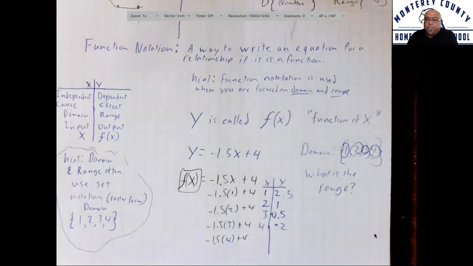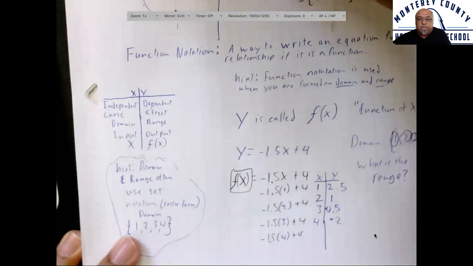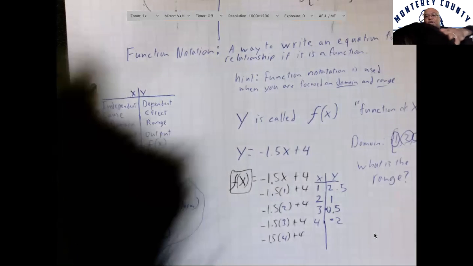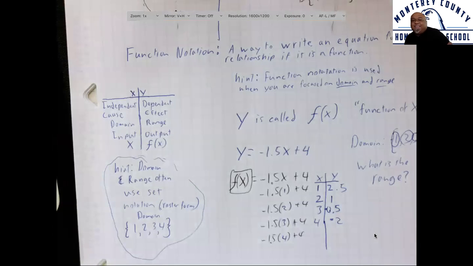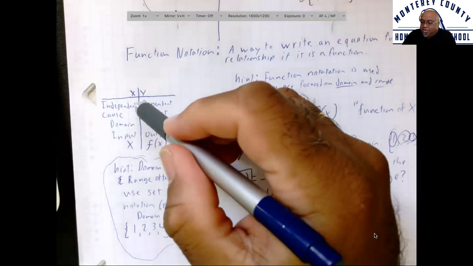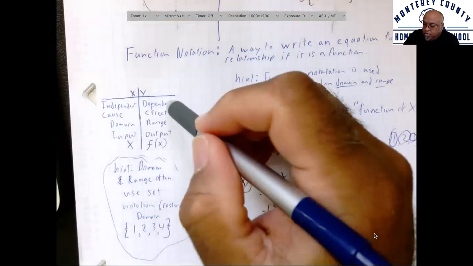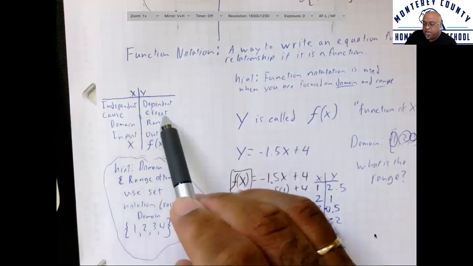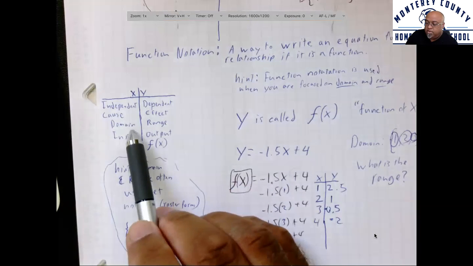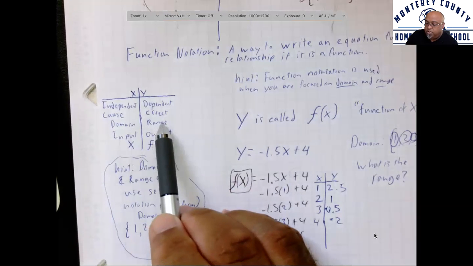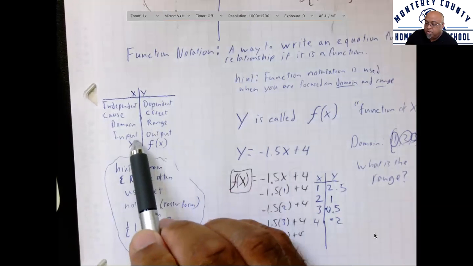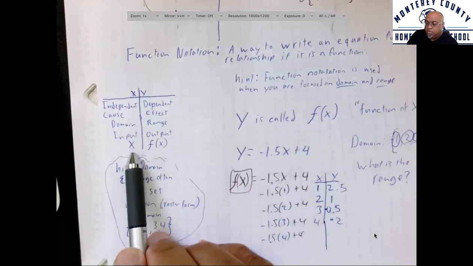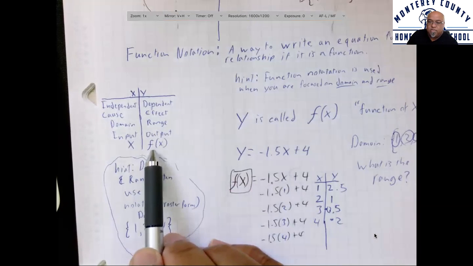Now, last thing I want to teach you for this particular lesson, again, there's all of these different names for your x and your y. And so your x value is your independent, your y is dependent. Your x value is the cause, your y value is the effect. Your x value is the domain, your y value is the range. Your x value is the input, your y value is the output. Your x value is x, and your y value is f of x, or function of x.